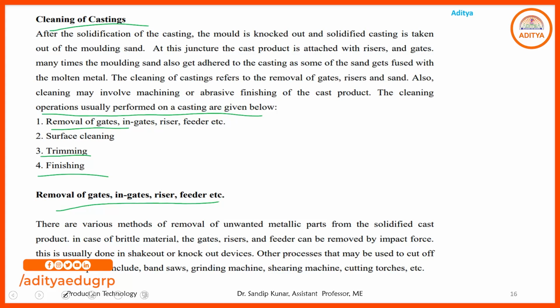Okay. So in that case, there are various methods of removal of unwanted metallic parts from the solidified casting product. Different methods are there. First we remove the molding box, sand material. Then we remove the riser, feeder, gate, screw, those types of things. Then finally we do the finishing operation. After the finishing operation, we have got the accurate dimensional product. Okay.